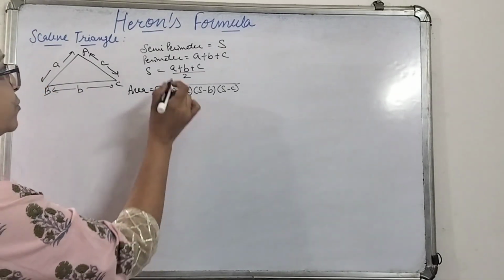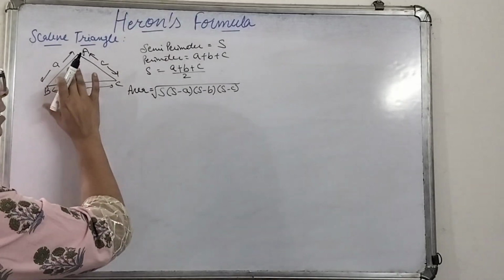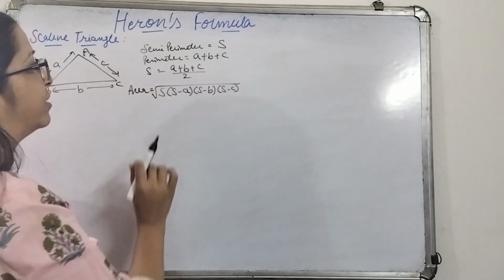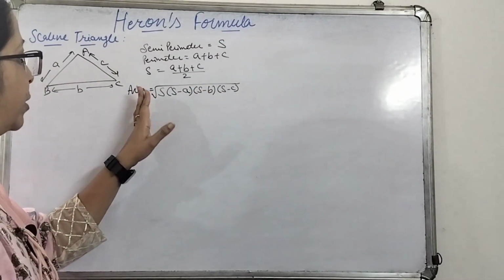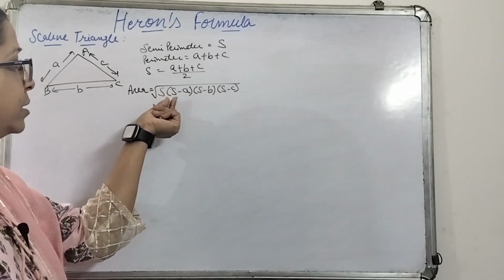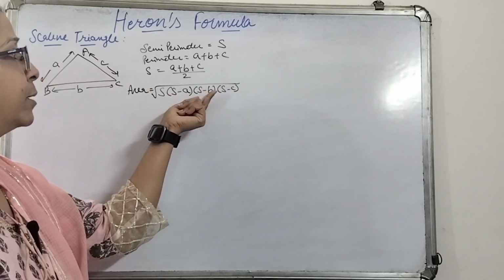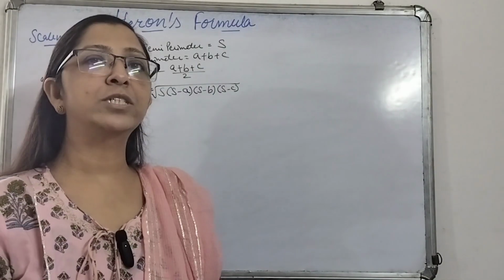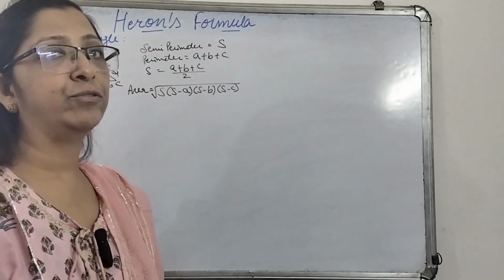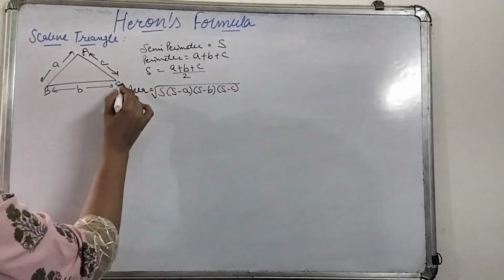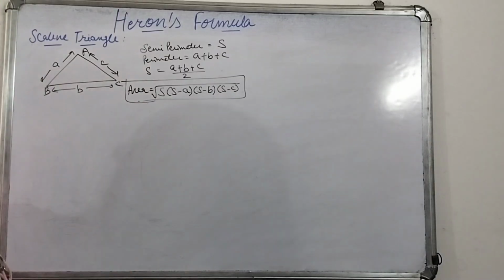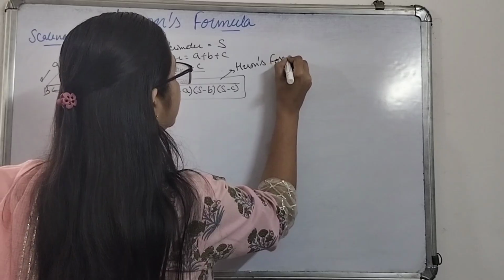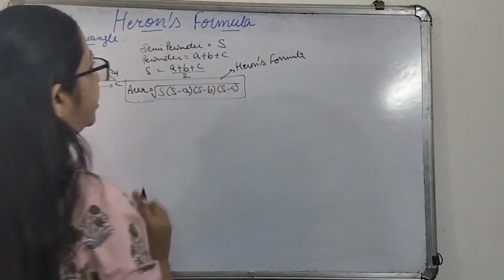Now see, what we have done is, first of all, we have found the perimeter of the triangle. Then semi-perimeter S is given by A plus B plus C by 2, that means perimeter divided by 2. Then the formula for finding area will be the square root of S, the semi-perimeter, multiplied by S minus A, multiplied by S minus B, multiplied by S minus C. We will see in this video how we can use this formula to find the area of triangles. This formula is known as HERON'S formula. Very important formula it is.